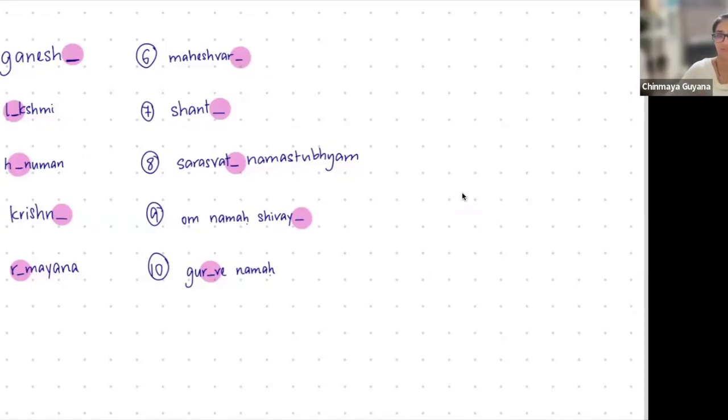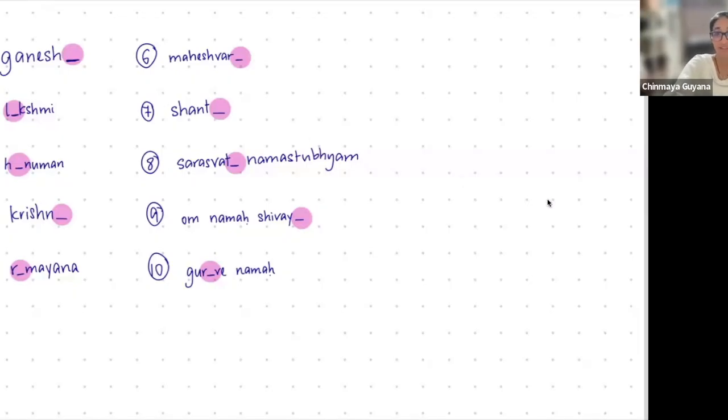Number 5. It's not Ramayana with the wrong vowels. It is not about Ram. It is about Bhagavan Sri Ram. Ramayana is the correct answer there. Okay. Number 6. Maheshwara. Short a. Maheshwara.